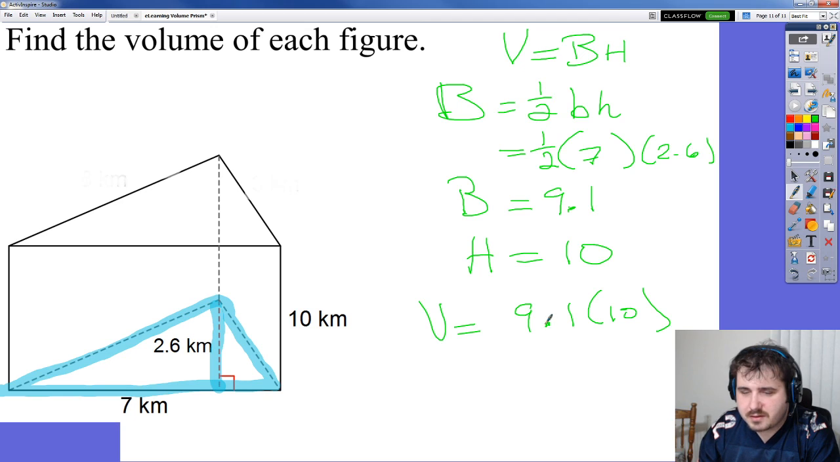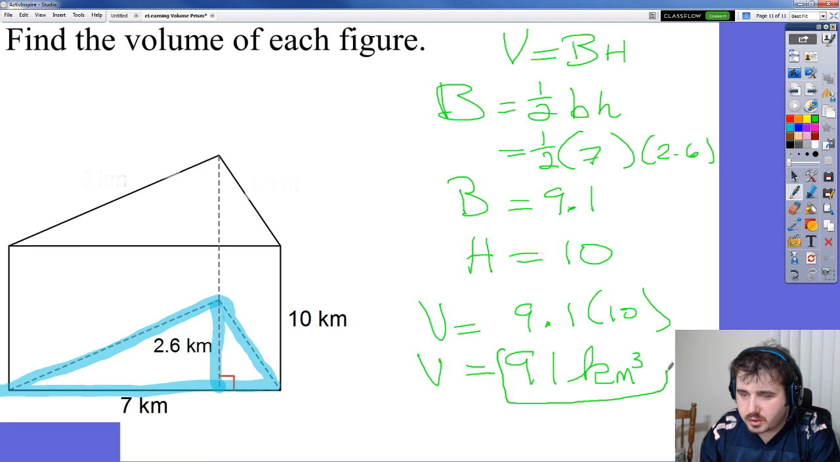One other good thing about multiplying by 10 is that you can take this decimal place and just shift it over 1. It's an easy mental arithmetic trick for multiplication by 10. Go from 9.1 to 91, and again you see the units here are kilometers. So since we're talking about volume, we want kilometers cubed.